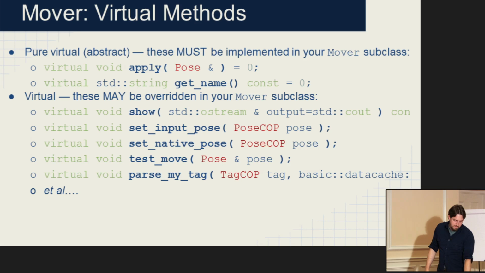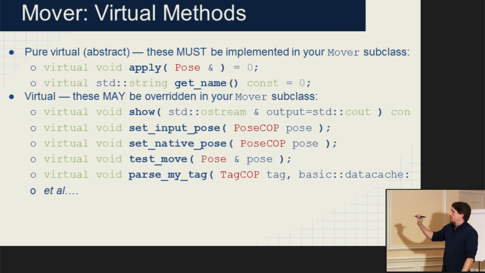All right, so going back to mover, there are two pure virtual methods in mover. If you open up the mover.hh file, you'll see these lines. Apply is pure virtual. Rocco had just stated that. The only other pure virtual in there is getName. You are required to implement getName in your subclass mover. The rest of these, and there are actually some more, are virtual but not pure virtual. They may be overridden in your mover class. Most likely they should be.